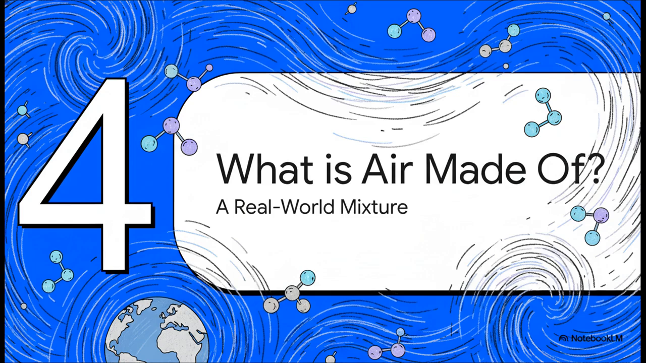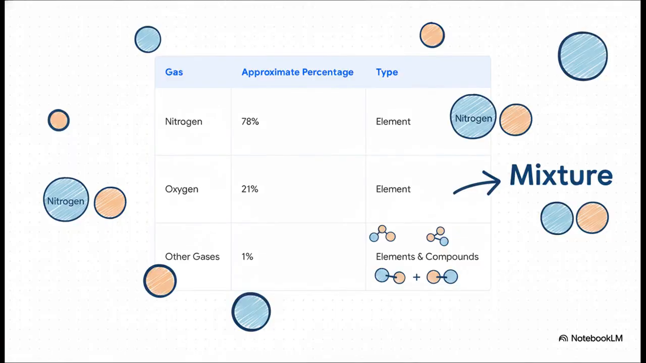Okay, let's move on from salads and talk about probably the most important mixture for life on Earth, the air we're all breathing right now. It feels like one single thing, doesn't it? Just air. But nope. It is a classic example of a mixture. Just take a look at these numbers. The air is mostly the element nitrogen, about 78%. Then you've got the element oxygen at around 21%. The critical thing to remember is that these gases aren't chemically bonded together to create some new air molecule. They're just physically mixed, all hanging out and sharing the same space. That is the definition of a mixture.